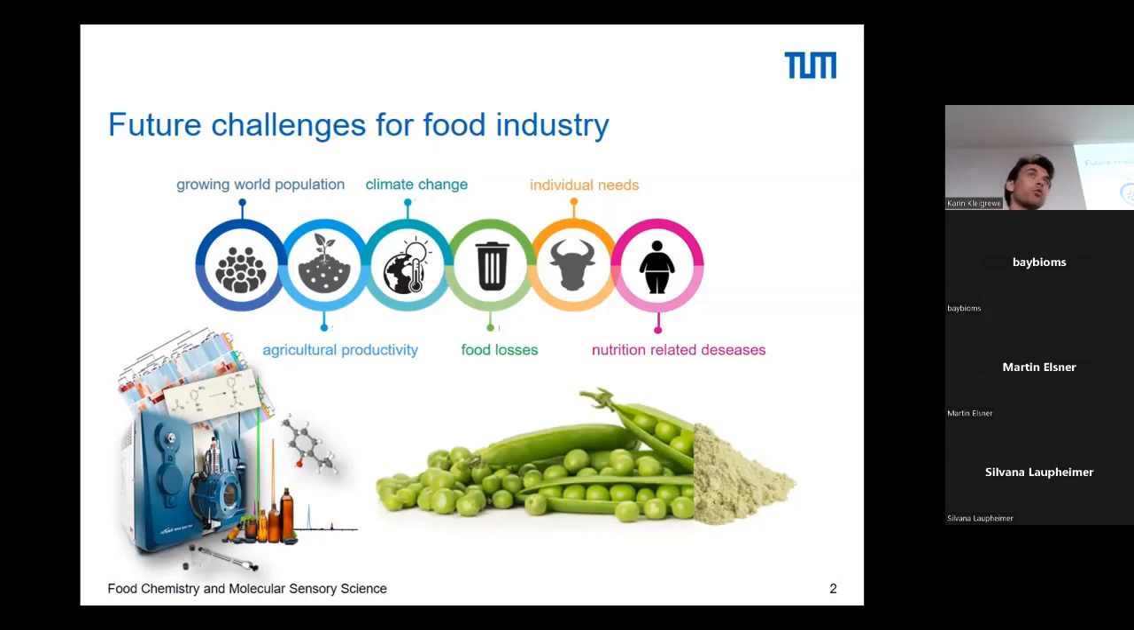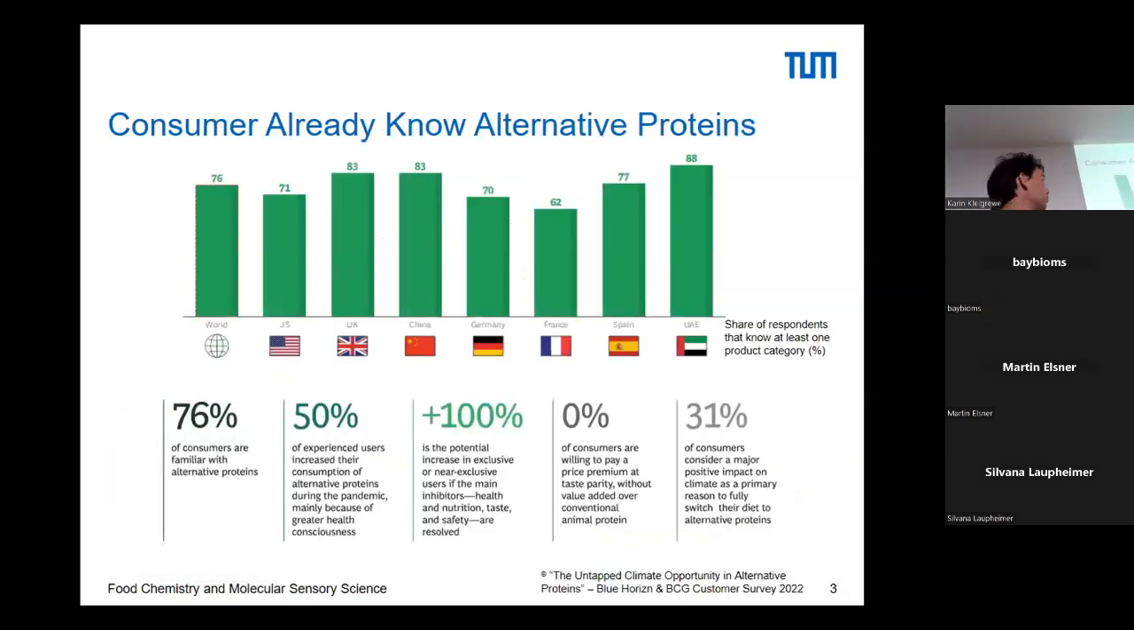So we are in the situation that we should act. To start with some good news, there is already a quite high consumer awareness towards alternative proteins. As you can see on this slide, the BCG Blue Horizon study from 2022 highlights that a lot of consumers already know alternative proteins or food with alternative proteins as ingredients.